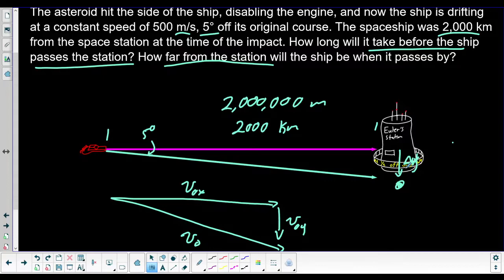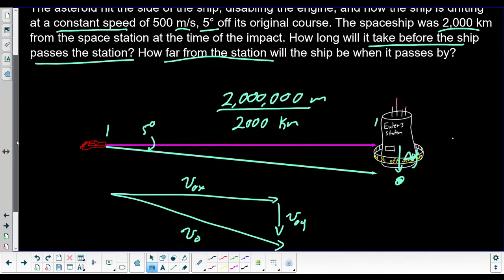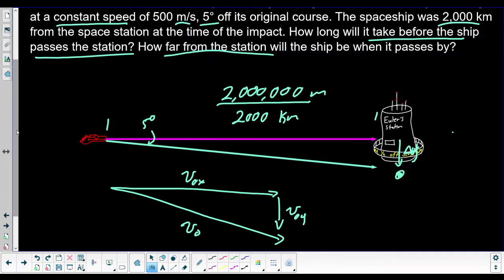So let's go ahead and try and break this down. If we want to know how long it takes before the ship passes the station, we know a distance. It's going at a constant speed or constant velocity because its engine's been blown out. So we can use the velocity and the angle and the distance to hopefully figure out how far it is from the station.